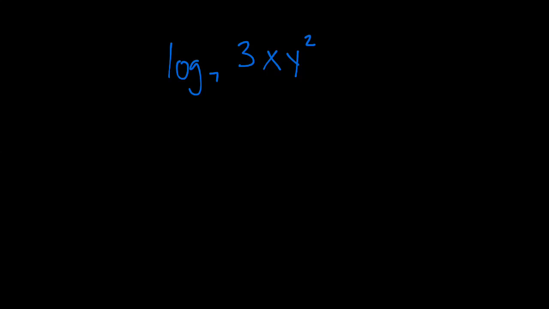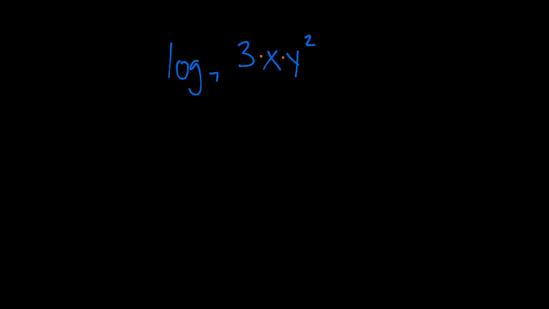So let's look at log base 7 of 3xy squared. Okay, so that's quite a bit going on inside of that log. We have 3 times x times y to the second. So we're going to expand this using those properties that we just talked about. Well, inside of here, this is really a 3 times x times y squared.